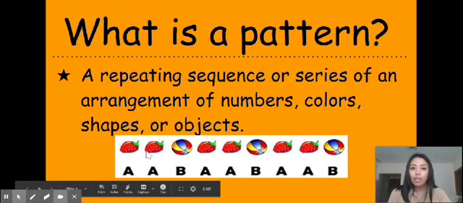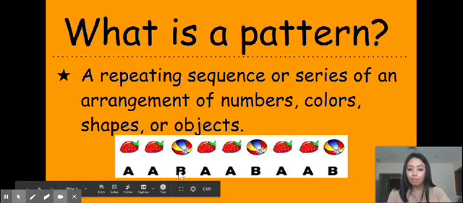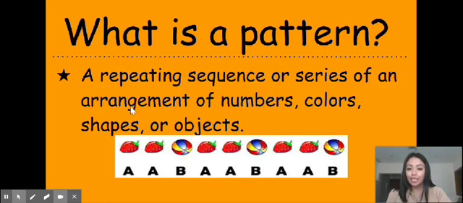So we have strawberry and a beach ball. We have strawberry, strawberry, beach ball, strawberry, strawberry, beach ball, strawberry, strawberry, and a beach ball. So the A in this pattern is the strawberry, and the B is the beach ball.